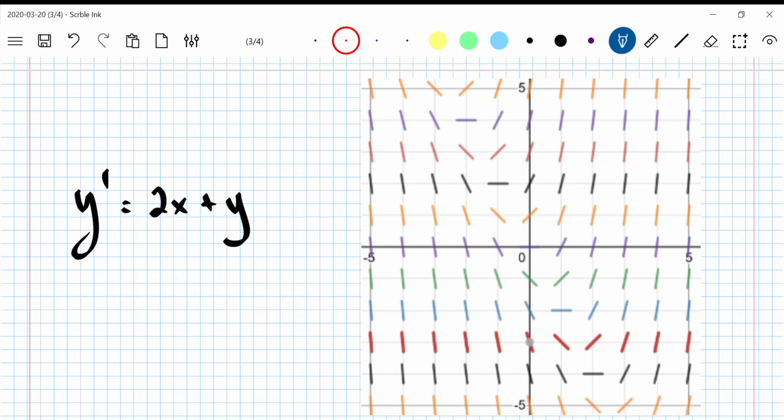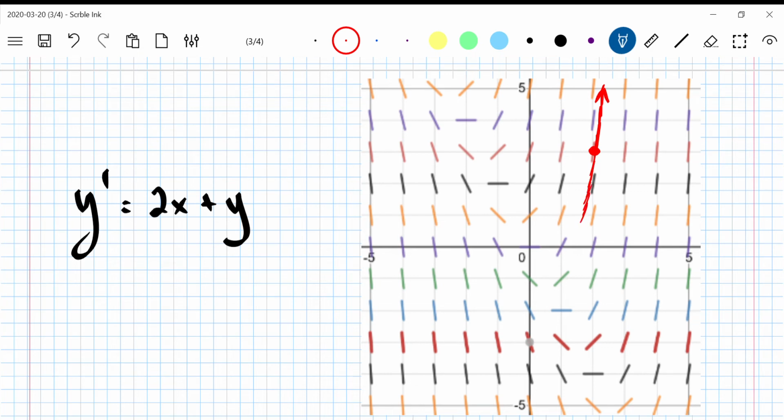So let me pick a random point. Sure, let's go with the point 2,3. Now, if I wanted to, I could draw the particular solution that goes through the point 2,3. And the way I would do that is just follow these slopes. Like right here, I can tell it's going upwards. And if I keep following it down, it's going downwards.